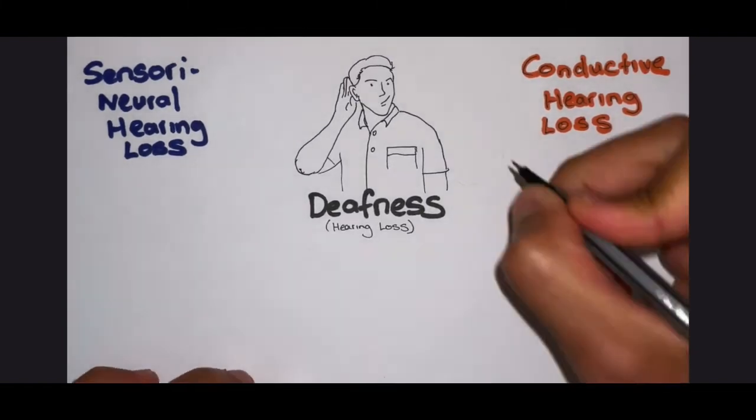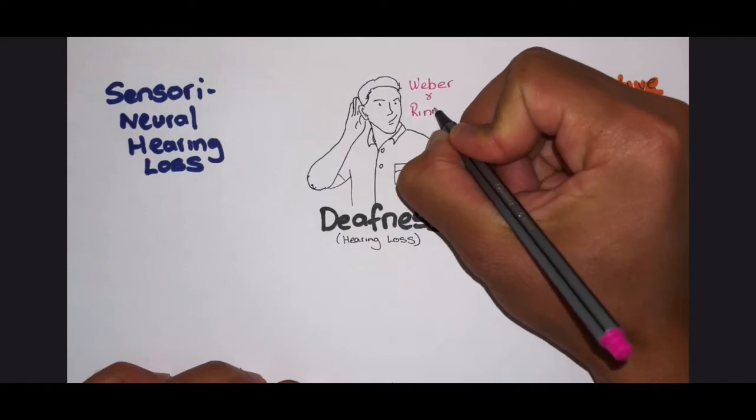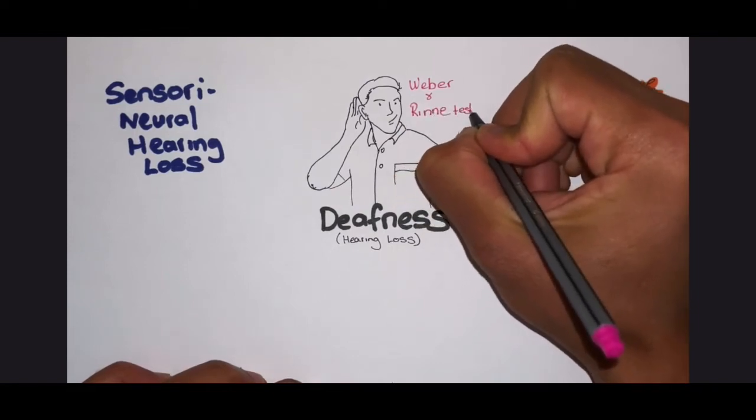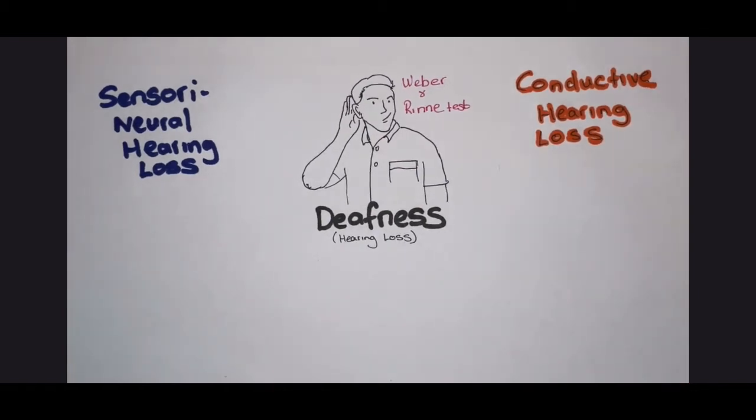The test is done using a tuning fork which is placed outside the pinna and on the bony prominences of the ear for the Rinne test. So remember, Rinne is by the pinna, and then on the forehead for the Weber test.